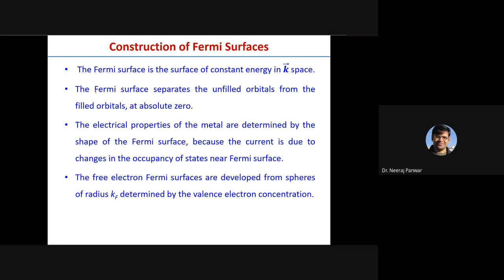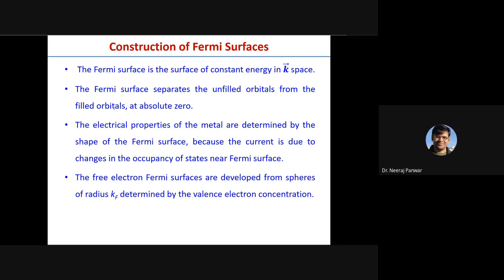So we need to define what we mean by Fermi surface. A Fermi surface is a surface of constant energy in k space, and it is denoted by a wave vector kF. So kF represents the radius of the Fermi sphere, or the radius of the circle in 2 dimensions. As we have learned, if our metal is at T equal to 0 Kelvin, then the Fermi surface separates the unfilled states from the filled states.